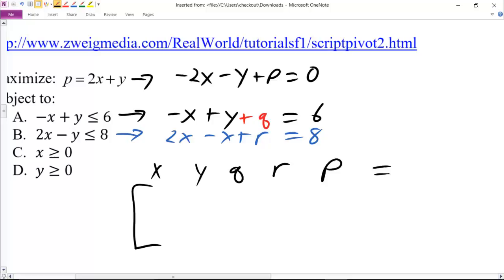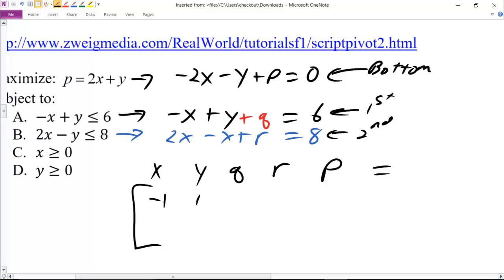Now, the objective function has to go at the bottom, so I'm going to start with the constraints. This is going to be my first line. This is going to be my second line. It doesn't matter which one goes where. They're arbitrary. But the objective function has to go at the bottom. No matter how many equations you have, this one has to go at the bottom.